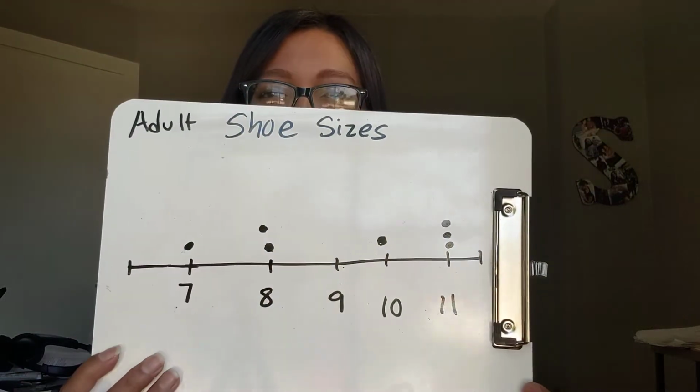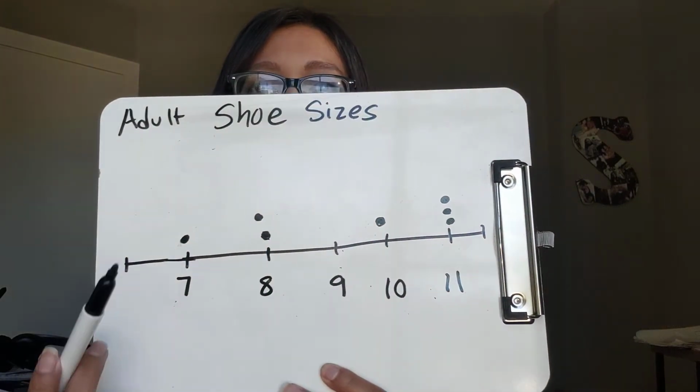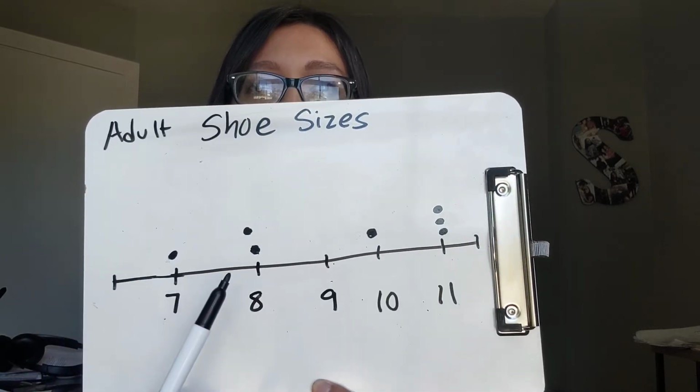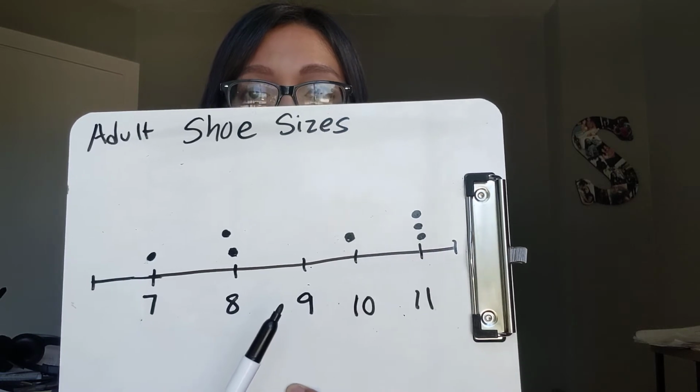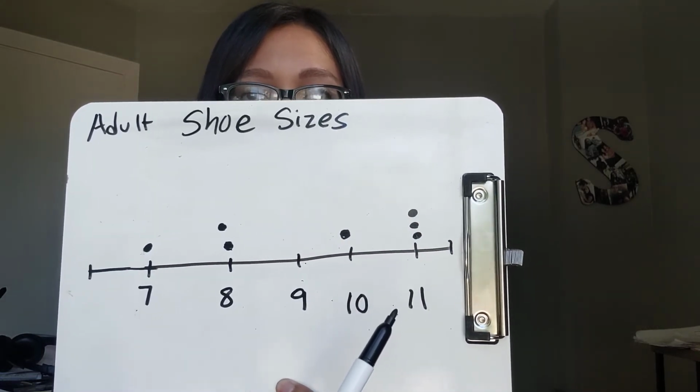So here in my dot plot, I have put the data into the dot plot to show that there's one person that has a shoe size of 7, 2 people that have shoe size of 8, none that have a shoe size of 9, 1 person with a shoe size of 10, and 3 people with a shoe size of 11.